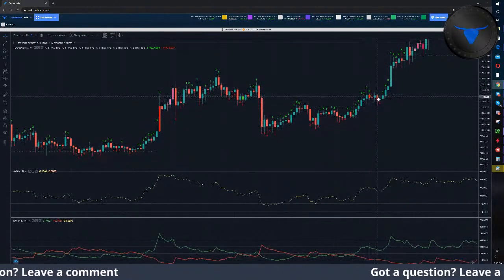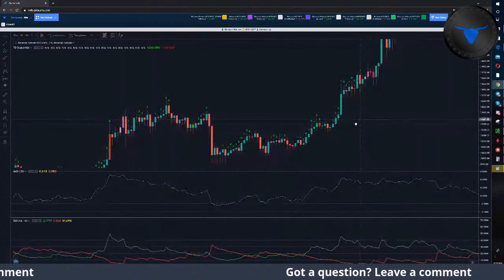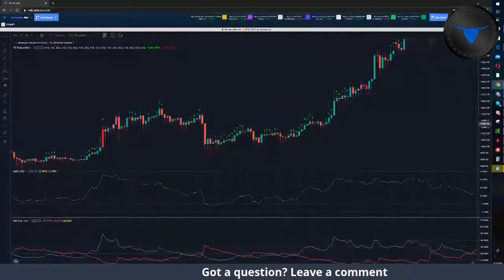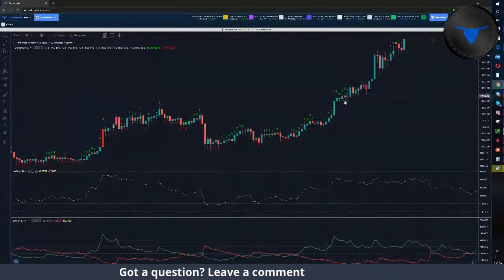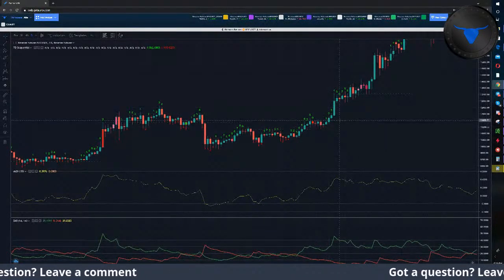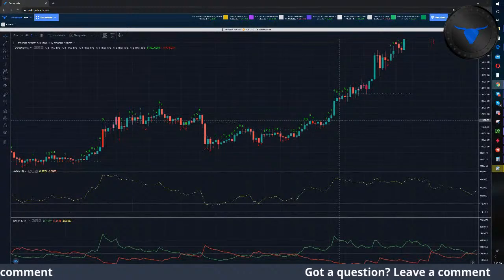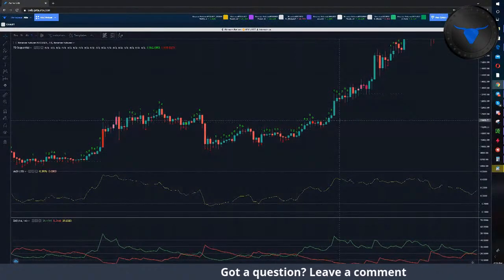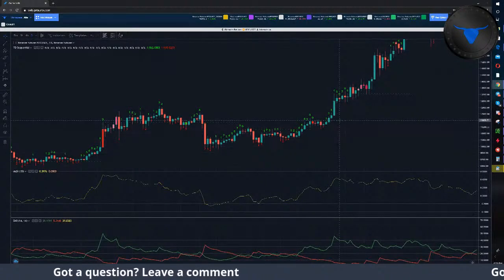We consolidate for a couple days, and then it happens again. Trend starts, consolidate. So this is a good way for you to see where you want to exit the market. You don't know what to look at, like if you should take profit, what to do. This is a good sign to get out of the market.